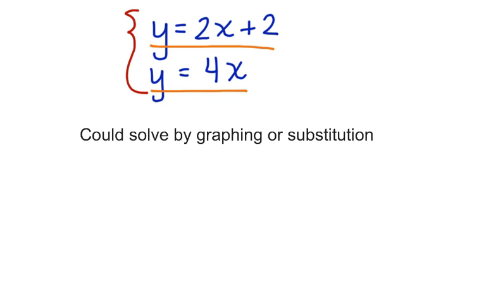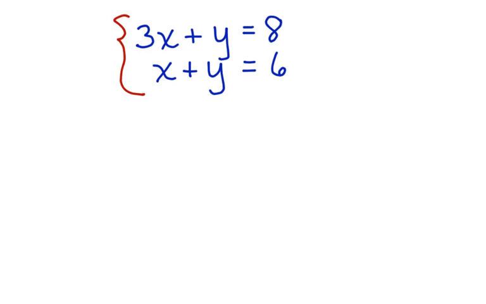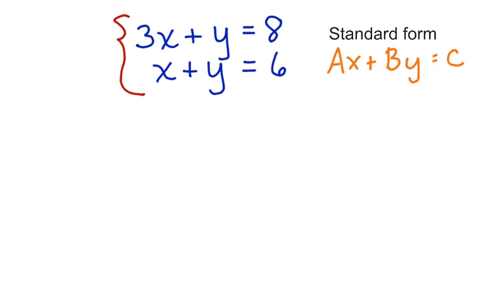Sometimes equations in a system aren't going to be written in slope-intercept form. Then you can solve them a different way. 3x plus y equals 8, x plus y equals 6. Notice that both of these equations are written in standard form. For those of you who've forgotten, standard form is ax plus by equals c. And you can see that both of these equations are written that way.